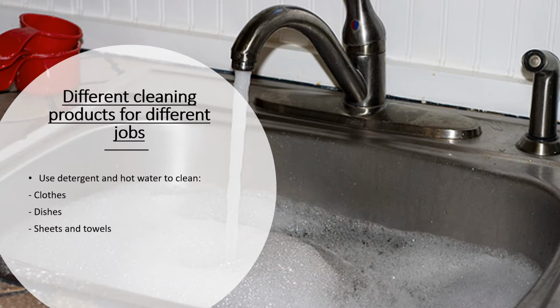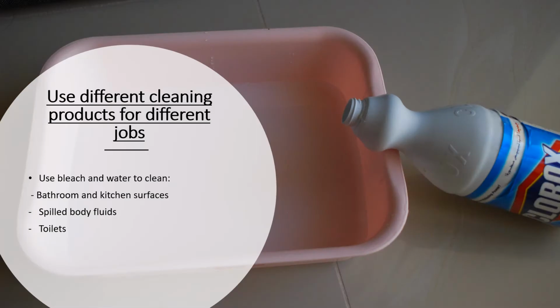Now, let's talk about different cleaning products for different jobs. You can use detergent and hot water to clean the following: clothes or washing clothes, washing dishes, washing sheets and towels. And you can use bleach and water to clean the following: bathroom and kitchen surfaces, cleaning spilled body fluids, and cleaning toilets.